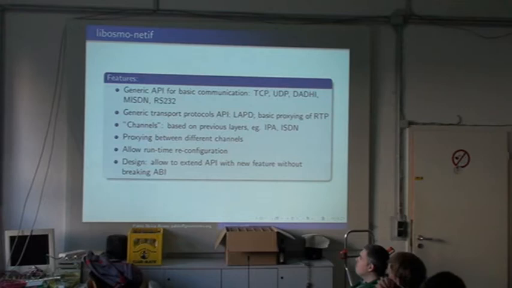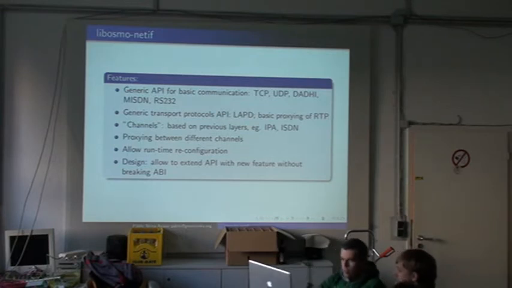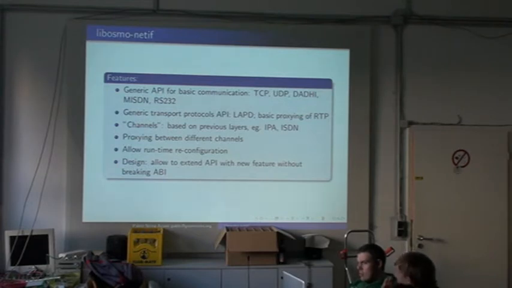And then there are generic transport protocols like LAPD and basic proxying for RTP. There is the concept of channels. This is the name that I've selected. So based on previous layers, based on the generic basic communication, you can implement an abstraction and create an abis channel, which is based on the IP access dialect, or implement a channel that will use some of the ISDN cards.